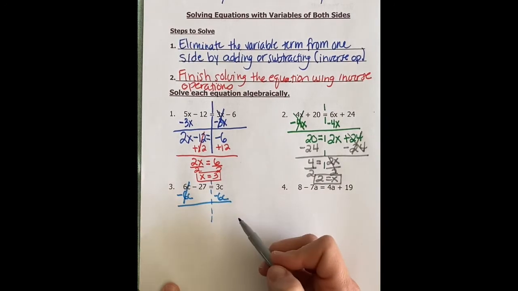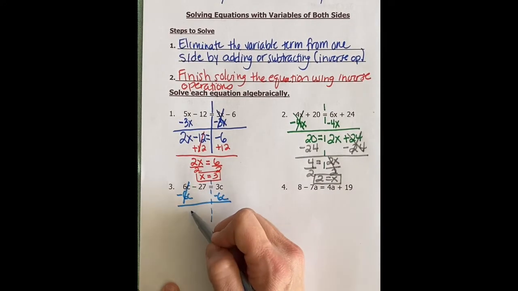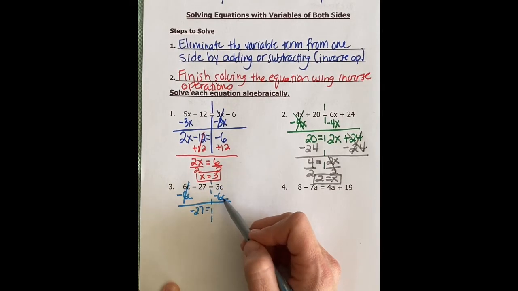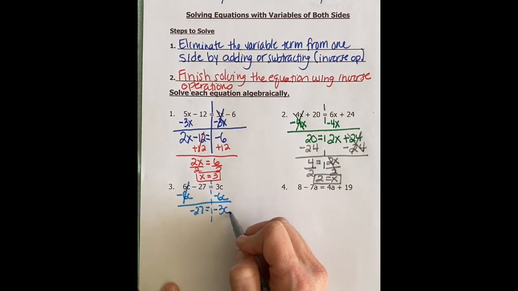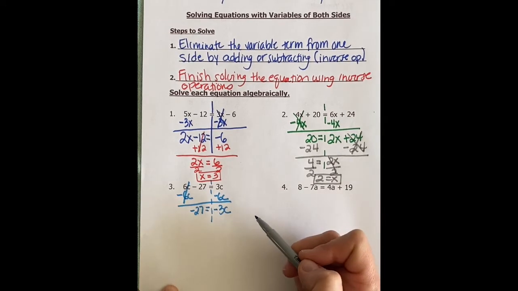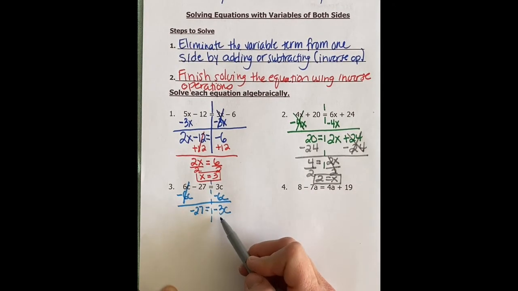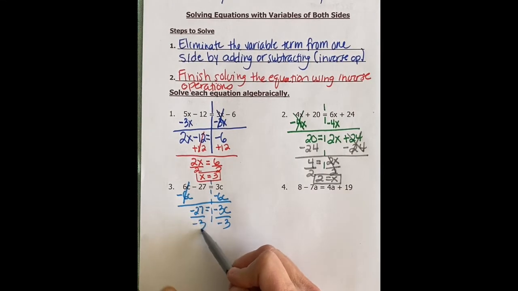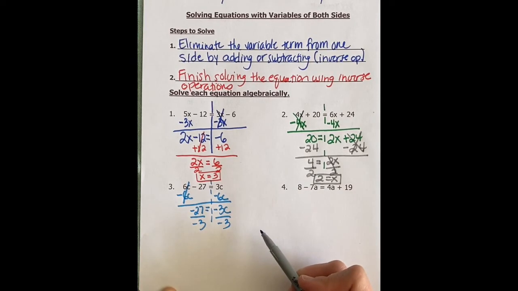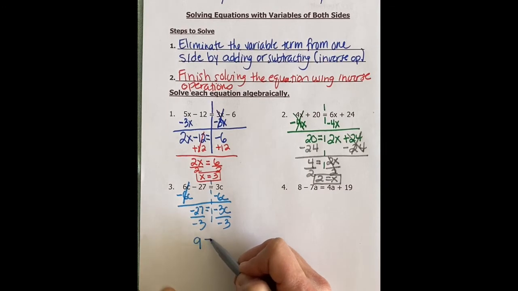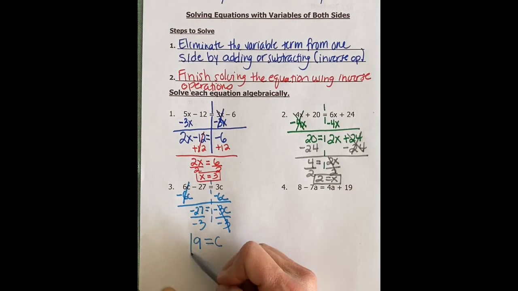So now 6c minus 6c eliminates. I'm left with negative 27 on the left side equals 3c minus 6c is negative 3c. Because they're different signs, I subtract. Since 6 is bigger, I keep that negative sign. So now all that's left to do is divide both sides by negative 3. Because c is being multiplied by negative 3, I have to do the inverse. Negative 27 divided by negative 3 is 9. And then the negative 3's eliminate, leaving me with c. So I have 9 equals c.